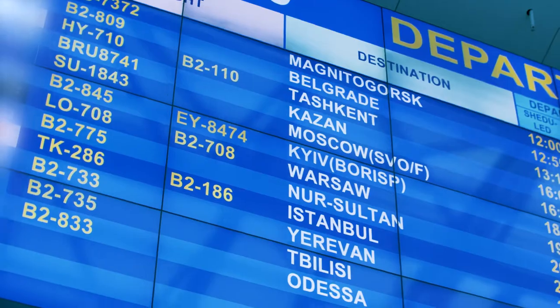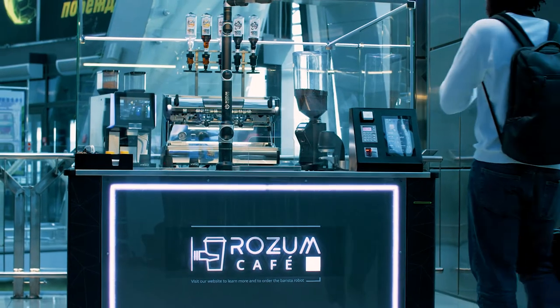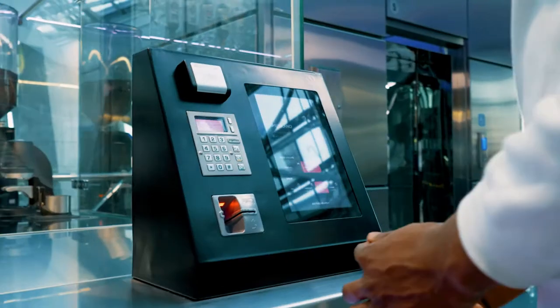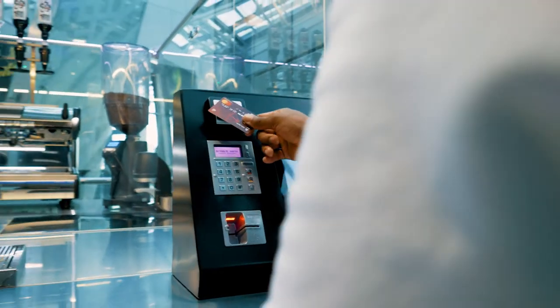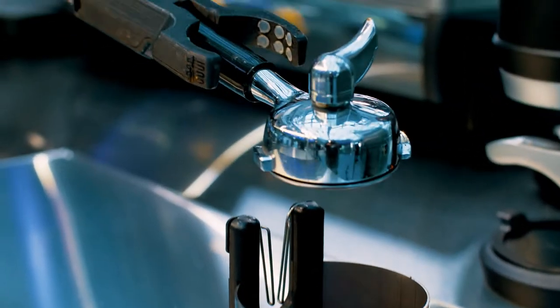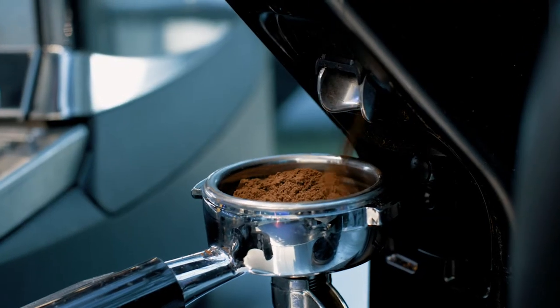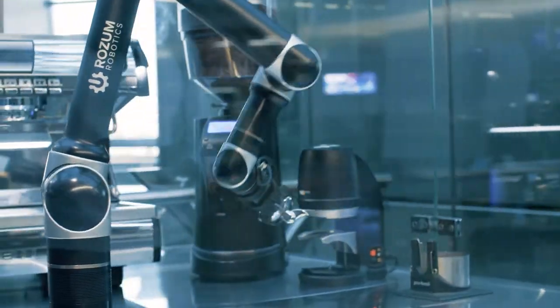Rosen Robotics turns these what-ifs, these impossibilities, into a physical reality. Introducing the Robot Barista by Rosen Robotics. With the Robot Barista, any space can be transformed into a specialty gourmet coffee cafe, a coffee house that brews and serves your clientele delicious coffee beverages every hour of the day and night.